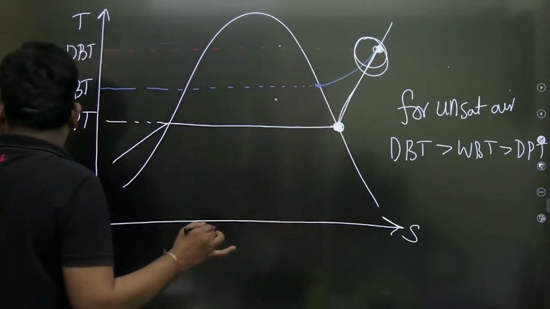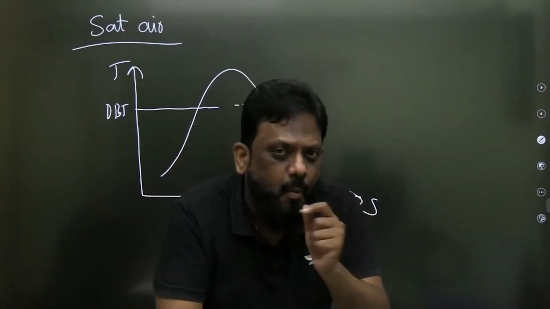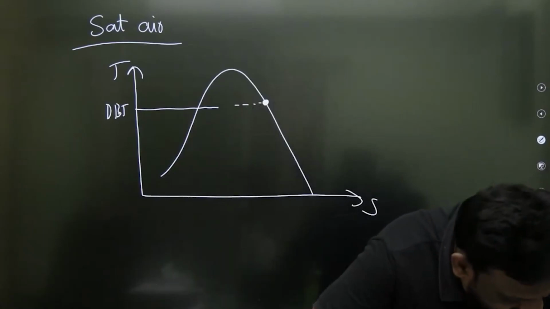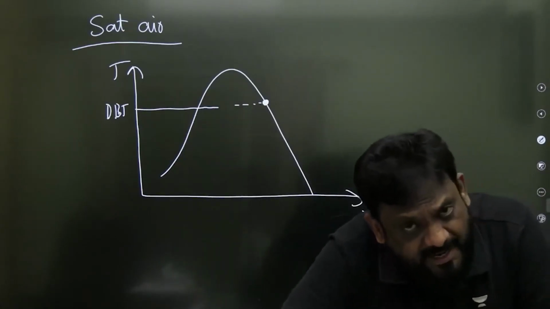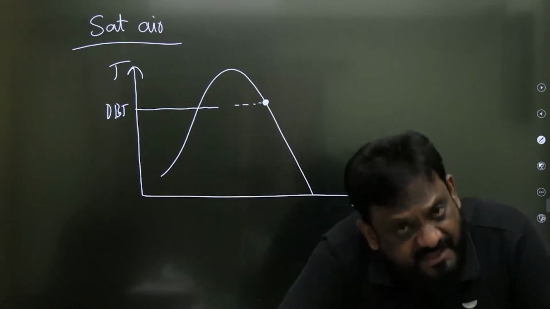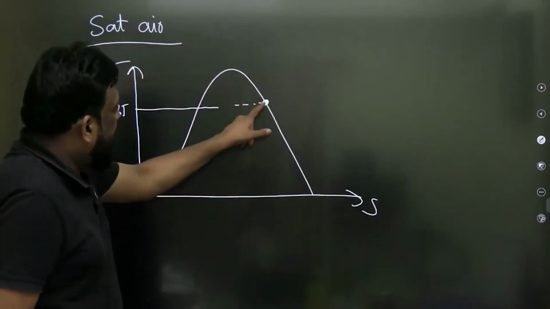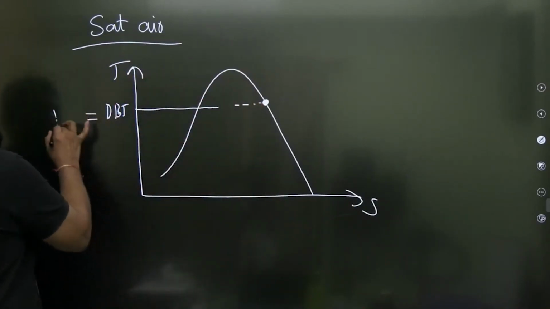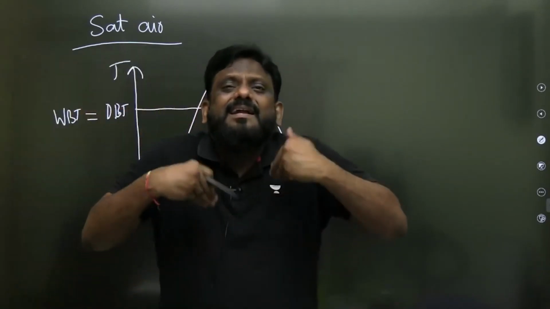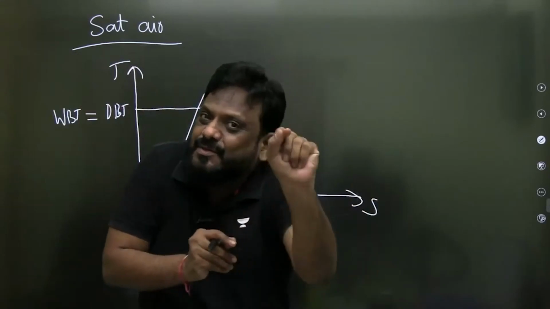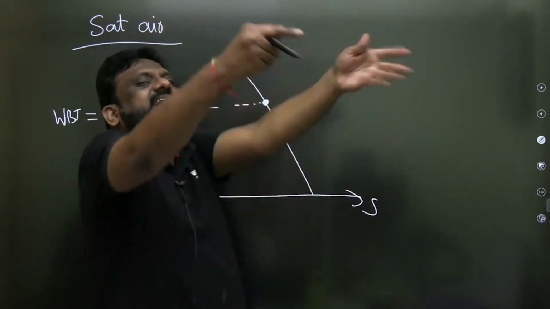I already told you, when air is saturated, what is dry bulb and wet bulb? For saturated air, wet bulb depression is 0. So therefore, dry bulb is equal to wet bulb. If this is dry bulb, it is also equal to wet bulb temperature. Now you know where condensation will begin when it reaches saturation state. Already it is at saturation state, so condensation will begin right from here.